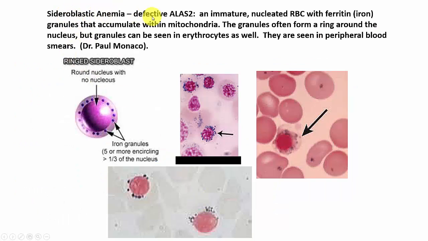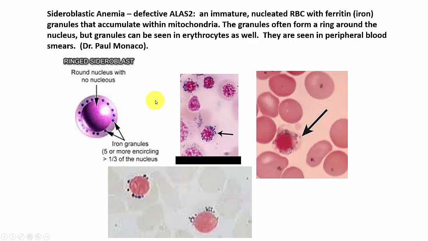Sideroblastic anemia is defective due to ALAS2. An immature ALAS2 is used to make red blood cell heme, producing nucleated red blood cells with ferritin iron granules that accumulate within the mitochondria. The granules often form a ring around the nucleus, but granules can be seen in erythrocytes as well. They are seen in peripheral blood smears.